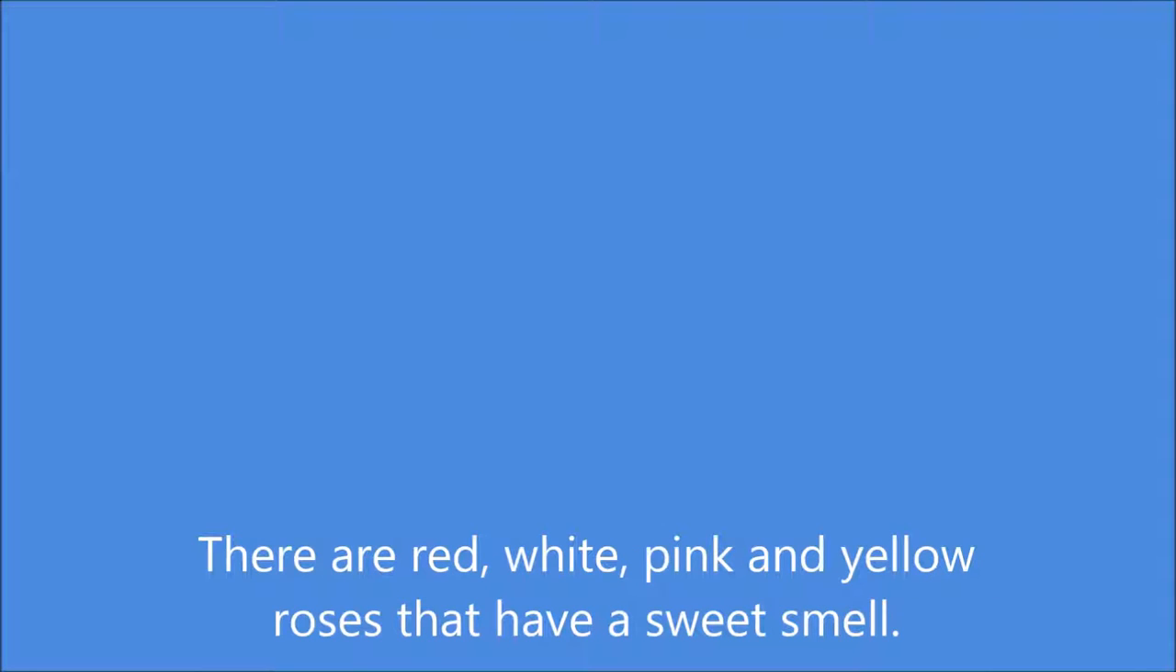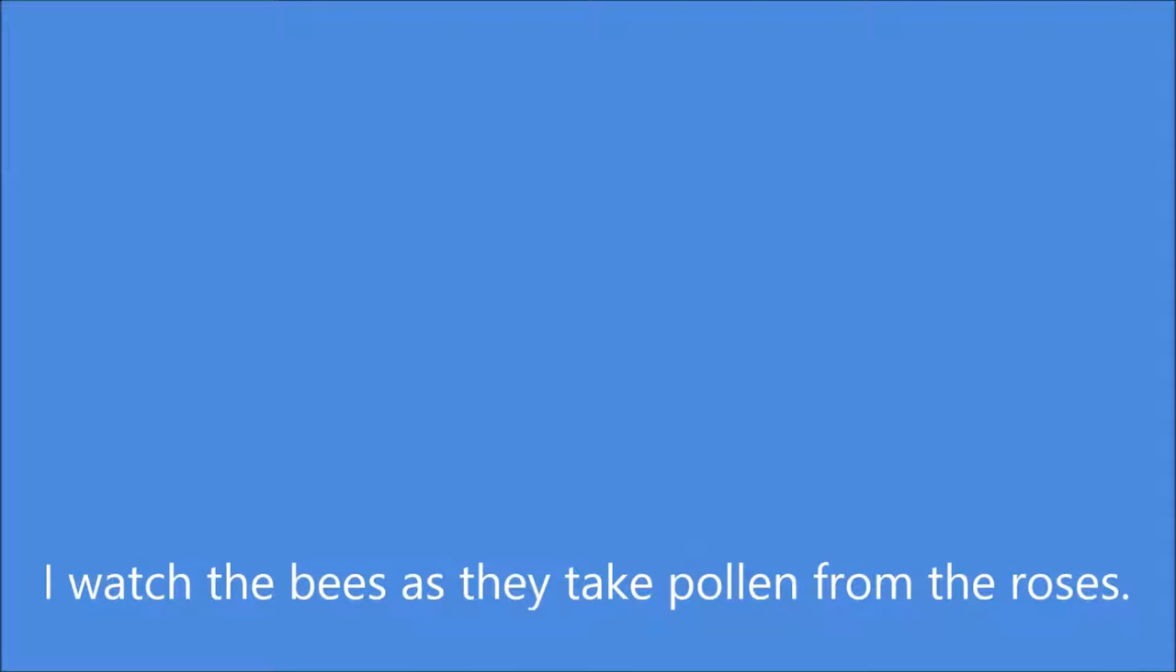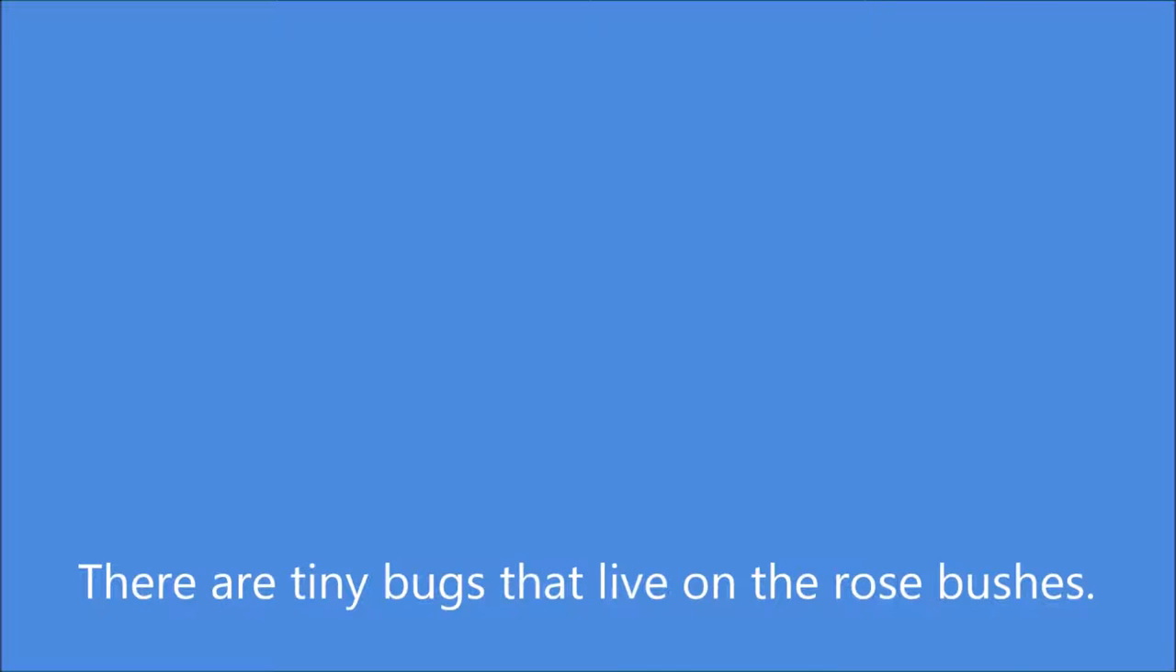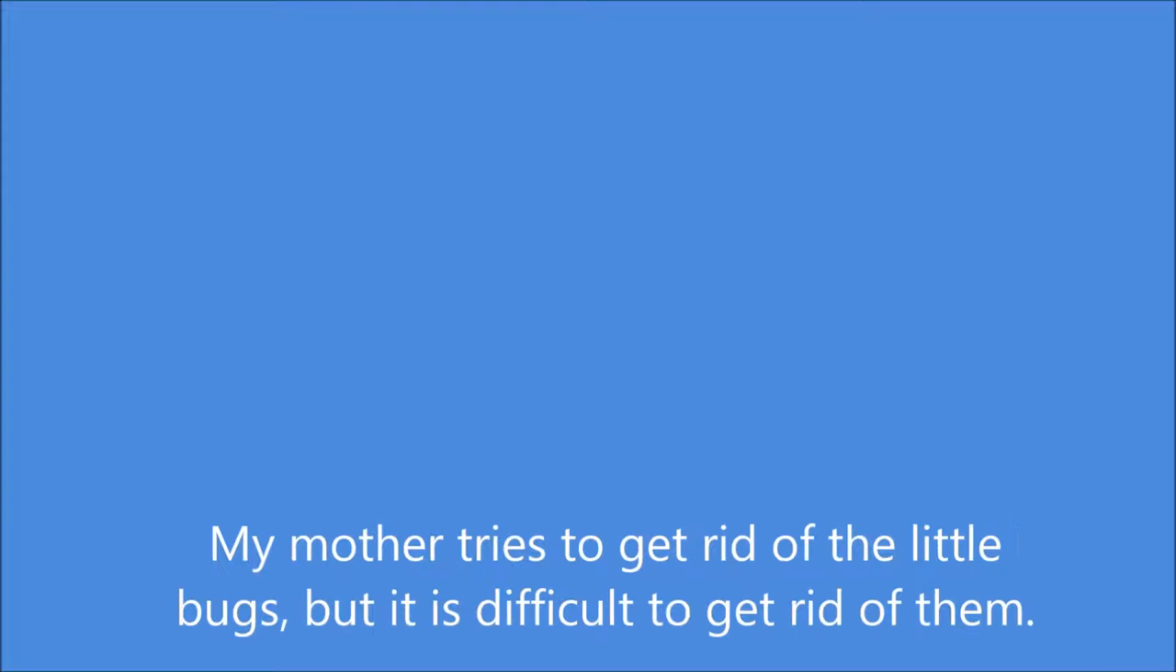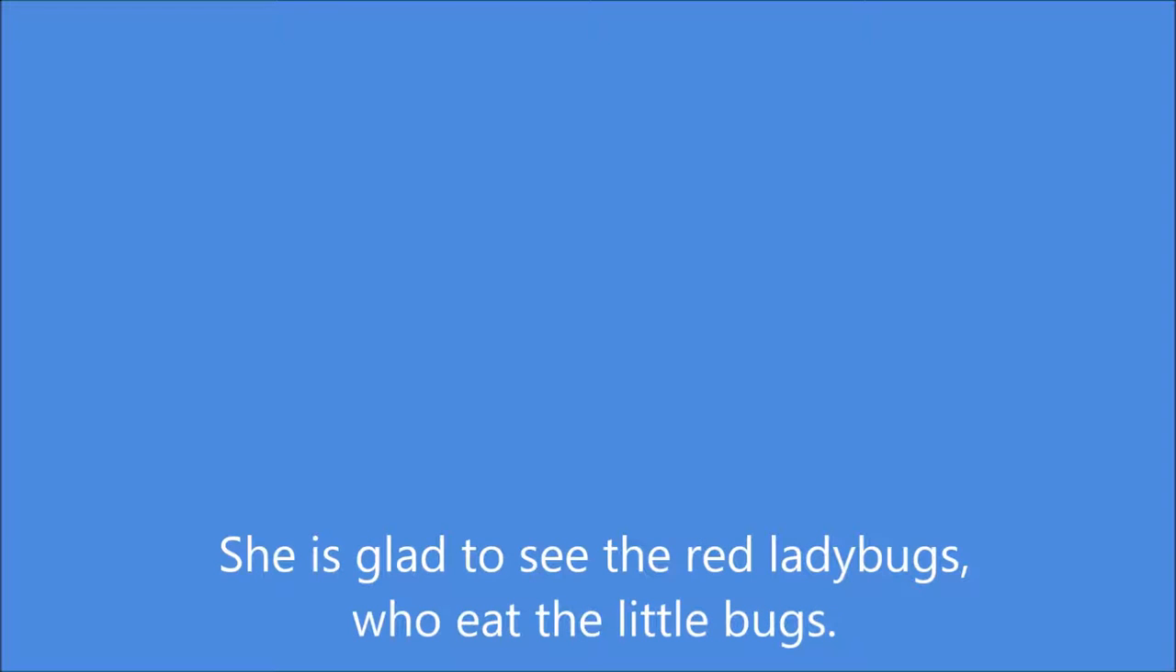There are red, white, pink, and yellow roses that have a sweet smell. I watch the bees as they take pollen from the roses. There are tiny bugs that live on the rose bushes. My mother tries to get rid of the little bugs, but it is difficult to get rid of them. She is glad to see the red ladybugs, who eat the little bugs.